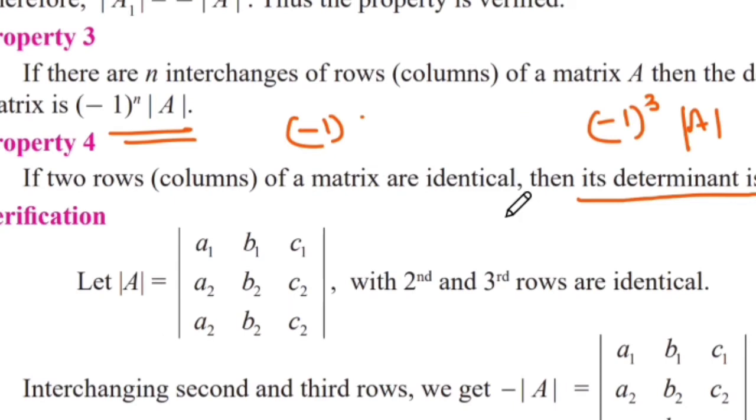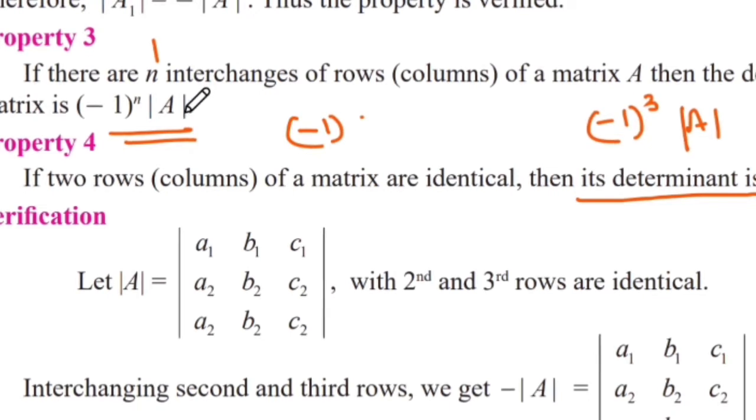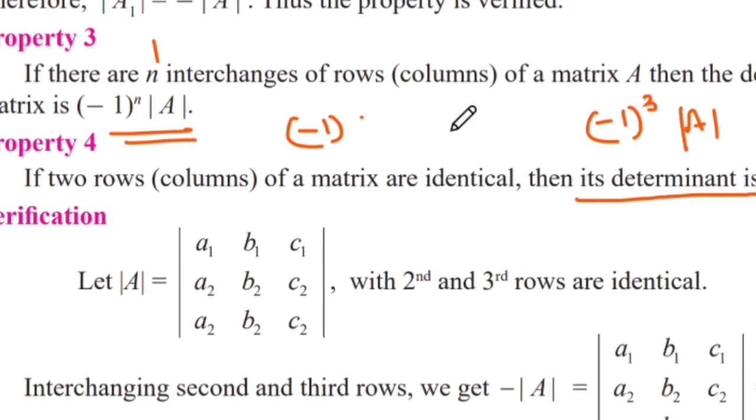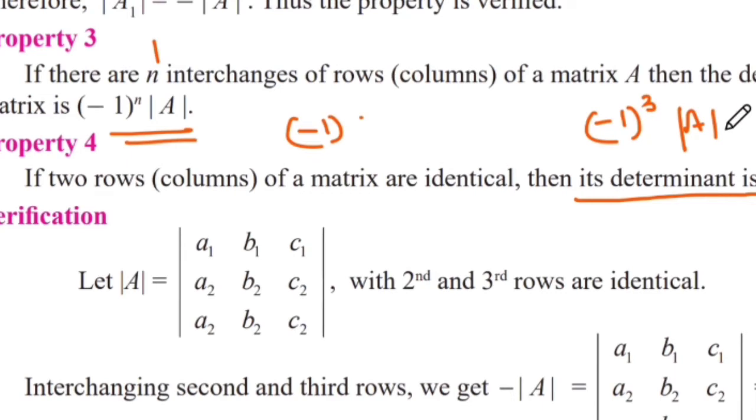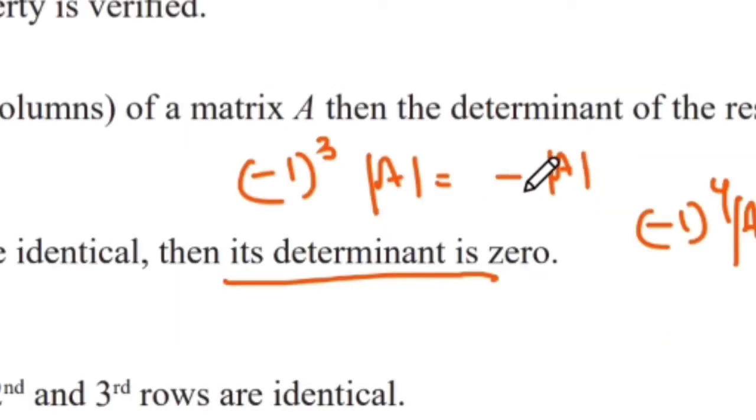So property 3: if I interchange n times, that is, if I interchange 1 time, the determinant value will change sign. If I interchange 2 times, it will not change. Suppose I interchange R1 and R2, then R2 and R3, so twice I am interchanging. If I interchange twice, the determinant value will not change. If I interchange 3 times, again the sign will change. So when you interchange an even number of times, the value will not change. It is the same value you will get. But if you interchange an odd number of times, you get the negative of the determinant A.